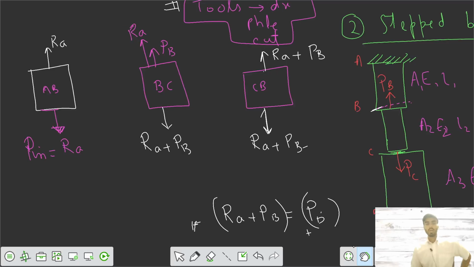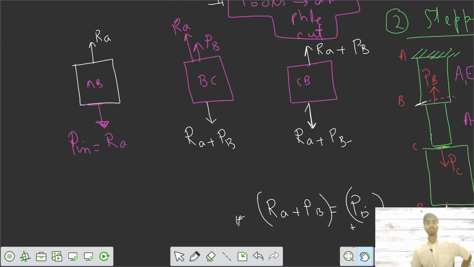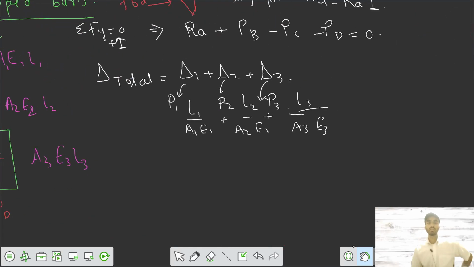So now each internal force you got. This was our main concern here. P1, P2, P3. Now you got P1, P2, P3. You can get delta total.